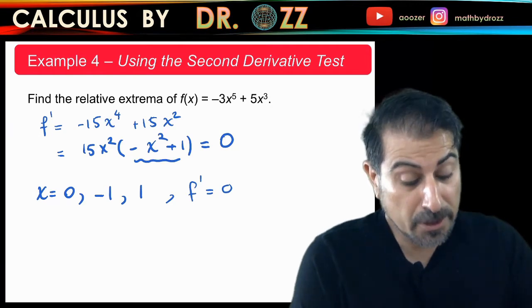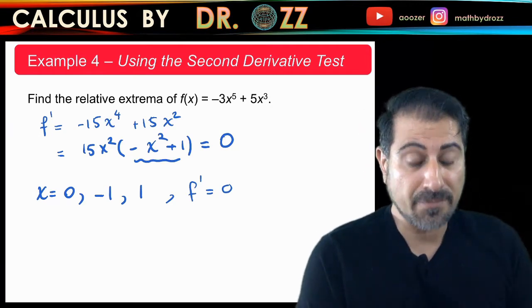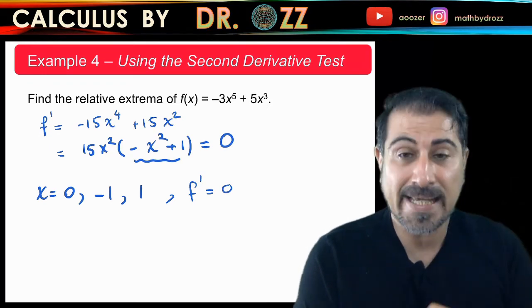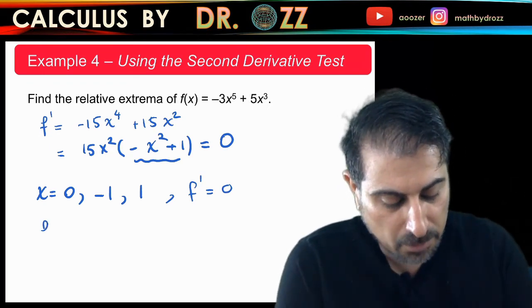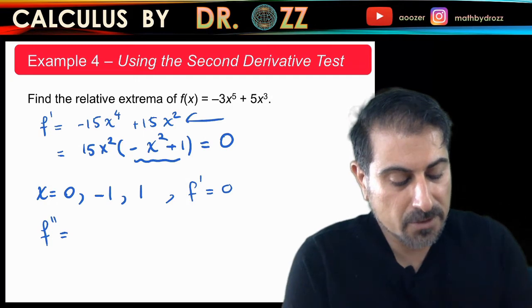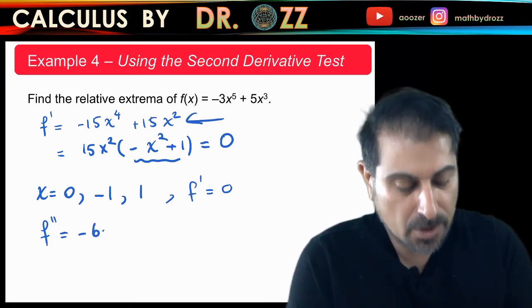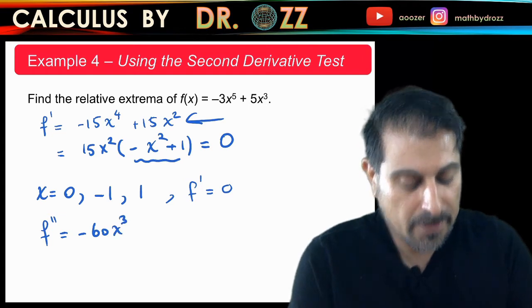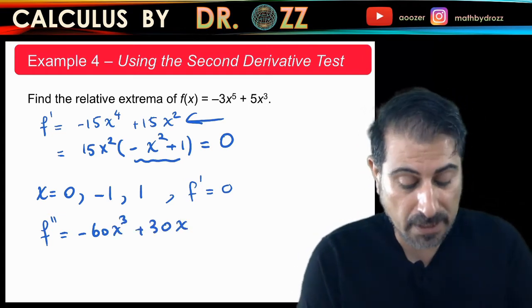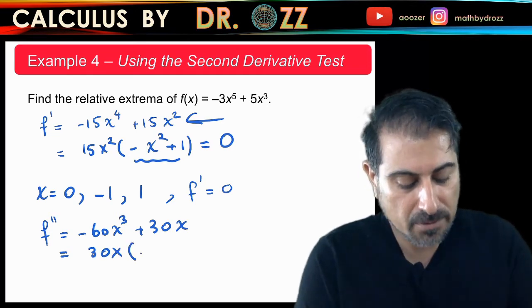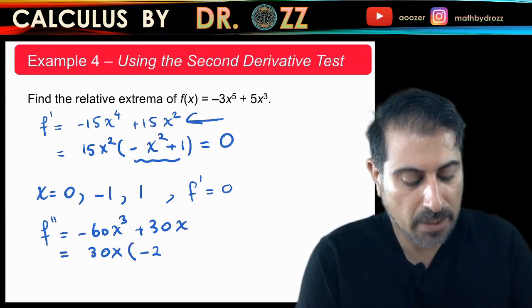Okay, so now we're going to look at the second derivative of the function, and we're going to evaluate the second derivative at these candidate points. So f double prime, let's use this function to go with. You have negative 60x cubed plus 30x. Again, we're looking for a common factor. So 30x is a common factor. You have negative 2x squared plus 1.